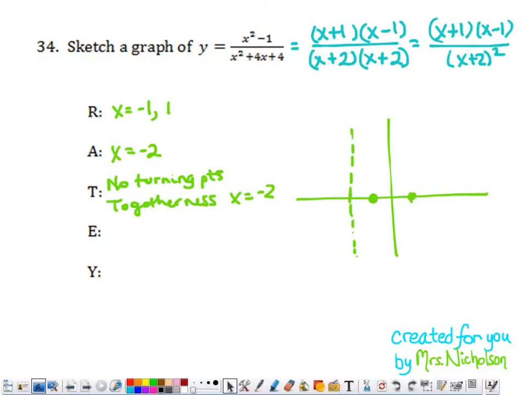E is the end behavior, so I'm looking at the exponents in my numerator and denominator. They are the same, exponents are the same, so we're going to divide coefficients, and they're both just 1. So my horizontal asymptote is y equals 1.